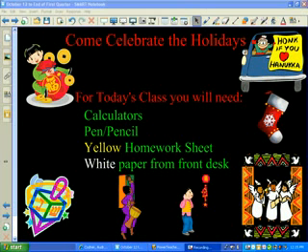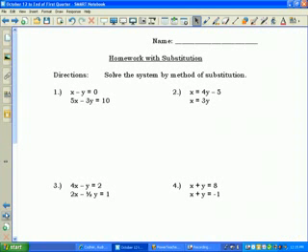We're going to go over the homework assignment and we're going to go over some extra practice for substitution. So that's what the white paper is. On here, we have the homework for substitution. In most classes, I already went over problem number 2 and problem number 4, but I'll go over it again.